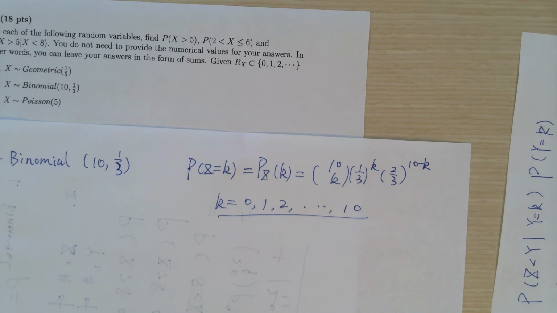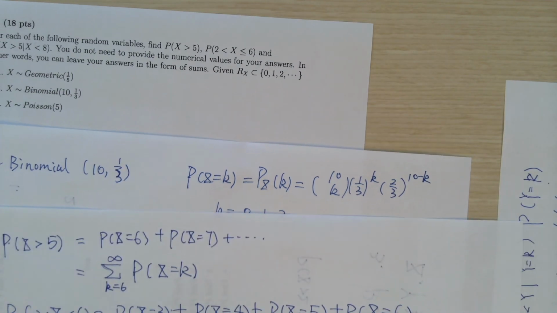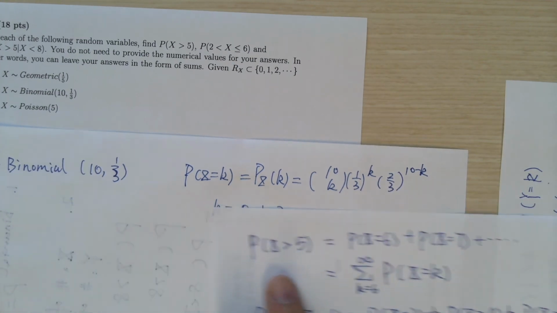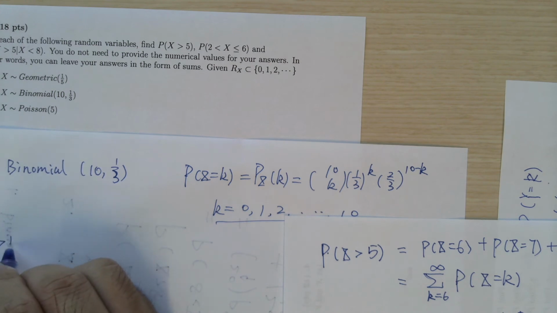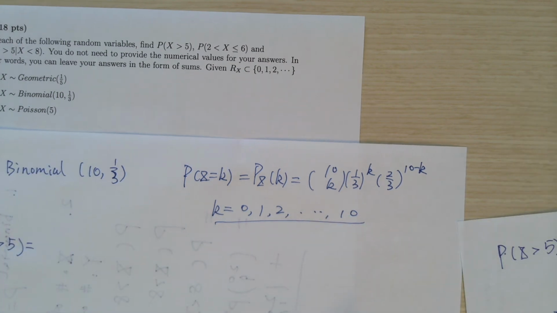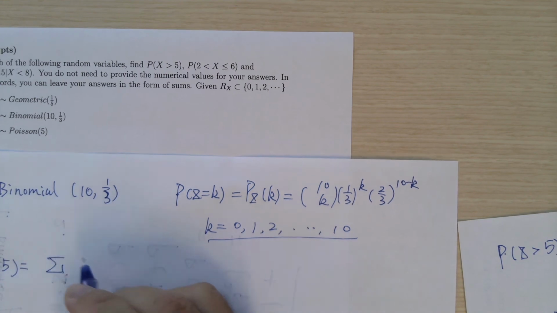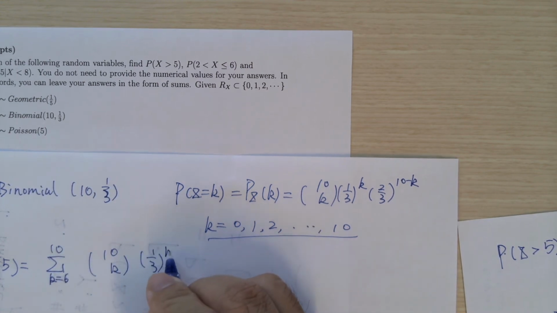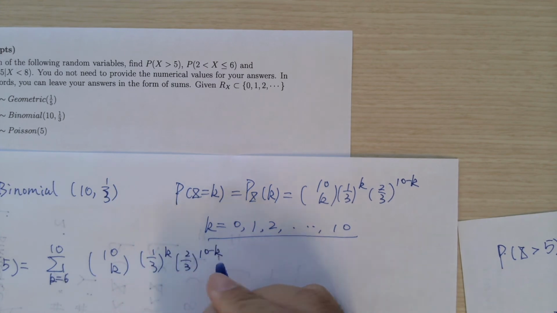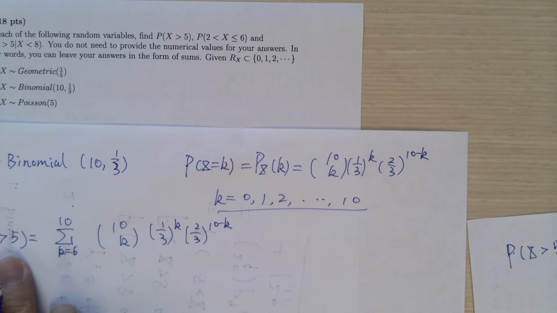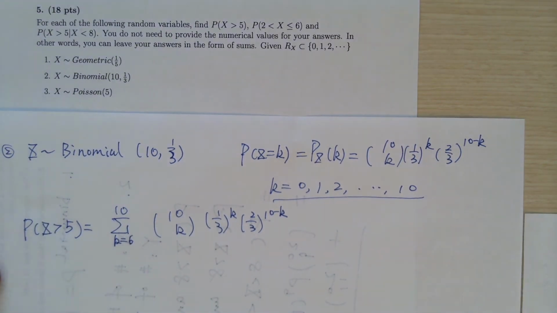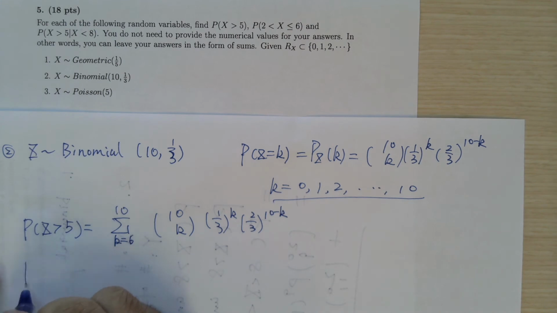Okay, so let's take a look. Moving back, you see the probability that X is greater than 5. Don't you agree that it includes all the cases, k from 6 to 10, right? So it's 10 choose k, times the same powers with 10 minus k. Because when X is greater than 5, you only have 6, 7, 8, 9, and 10. That's it. Okay. Next, greater than 2 and less than or equal to 6.